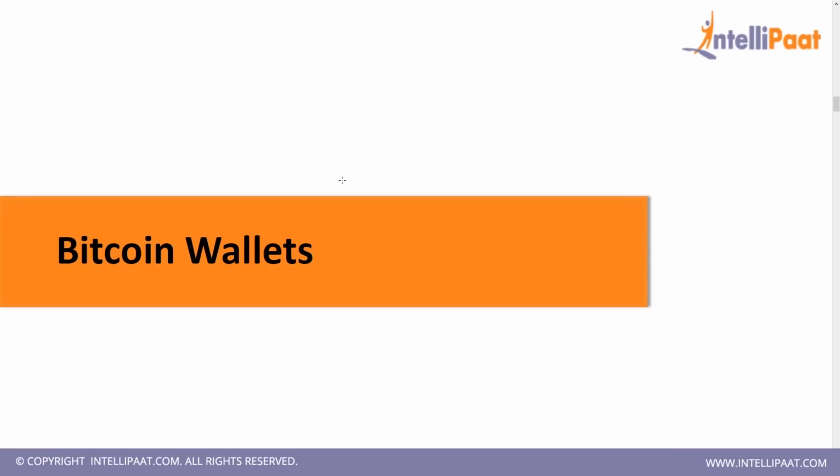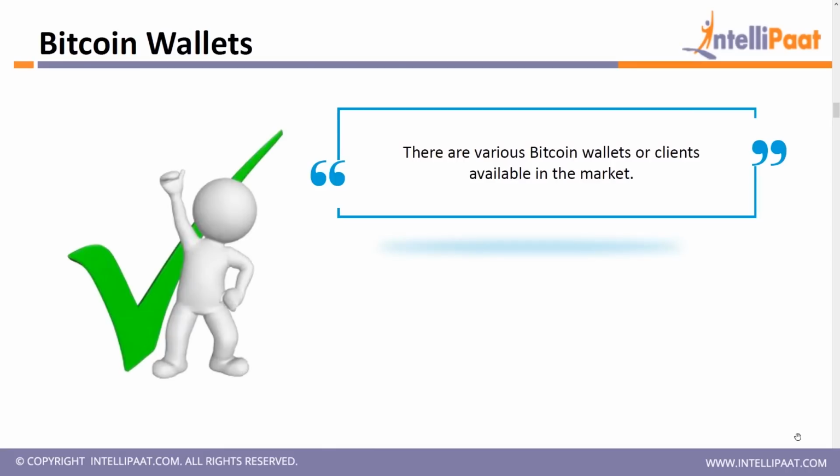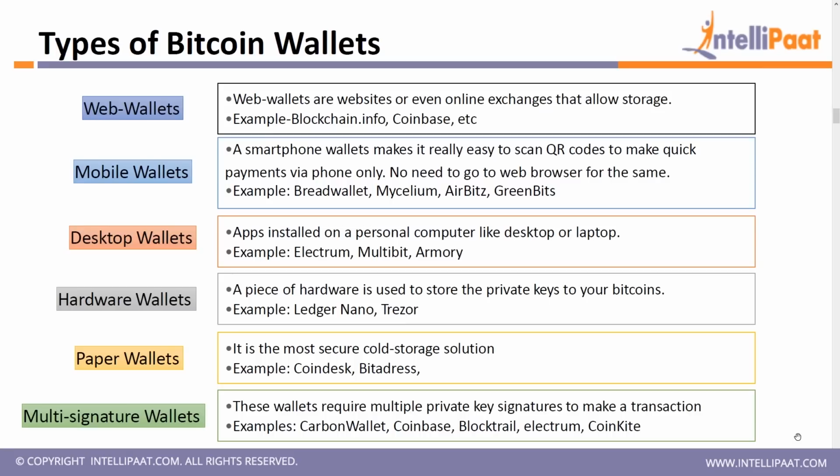Bitcoin wallets. So as we discussed Bitcoin wallets and Bitcoin currencies, we should know how these wallets are created and how they are stored against and for each pair. There are various Bitcoin wallets or clients available in the market. Web wallets. Web wallets are websites or even online exchanges that allow storage. Examples: blockchain.info, Coinbase. So these web wallets you can use online and store your Bitcoin currencies.